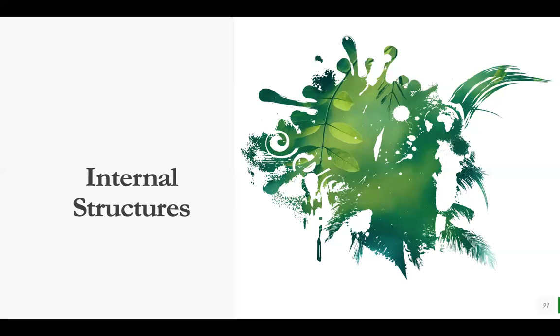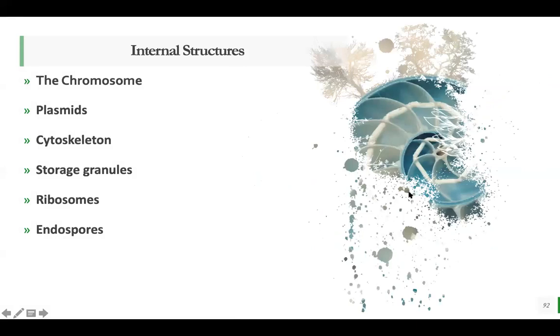So today we are going to start another topic of this chapter, and this is about the internal structures. When we talk about the internal structures of the prokaryotic cell, they may be of different types, and that may be a long list, starting from the chromosome, plasmid, cytoskeleton, storage granules, ribosomes, and endospores. When we talk about the internal structures, it definitely means the structures which are present inside the cell, or you can say the structures which are present inside the cytoplasmic membrane.